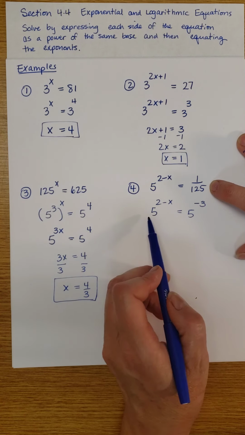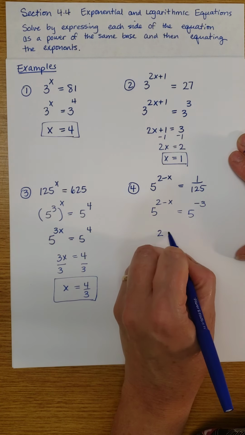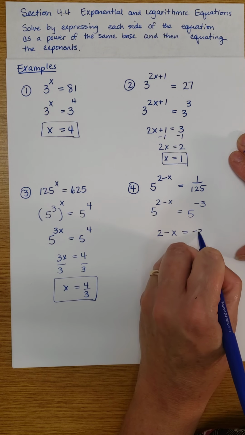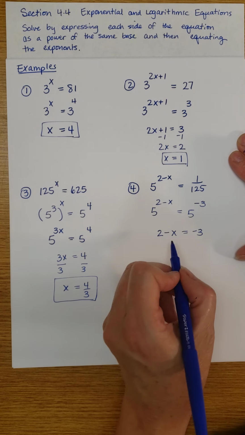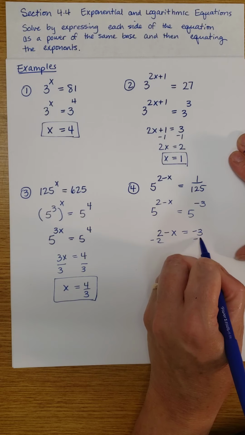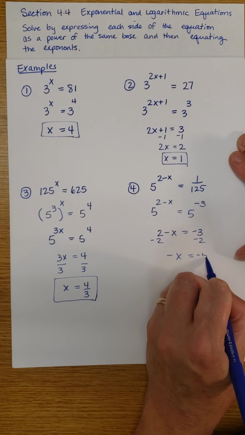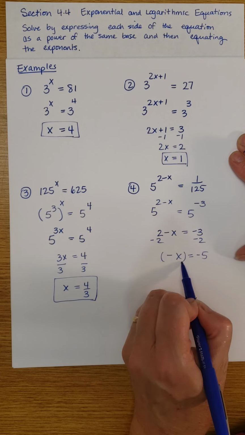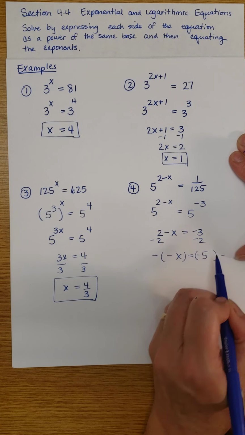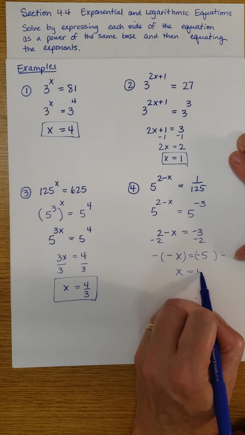Now that the bases are the same, I can set the two exponents equal. And solving now for x, I'm going to subtract 2 from both sides, and I get negative x equals negative 5. And then multiplying both sides by a negative gives me x is equal to 5.